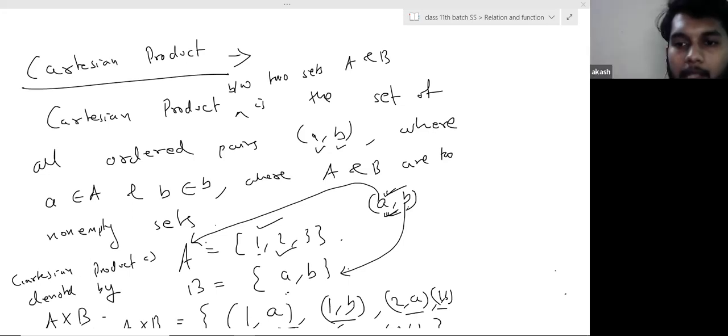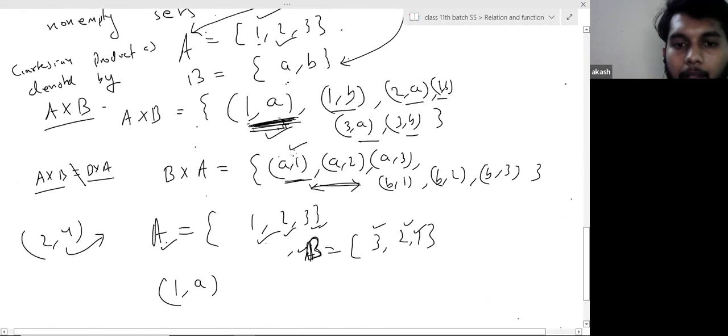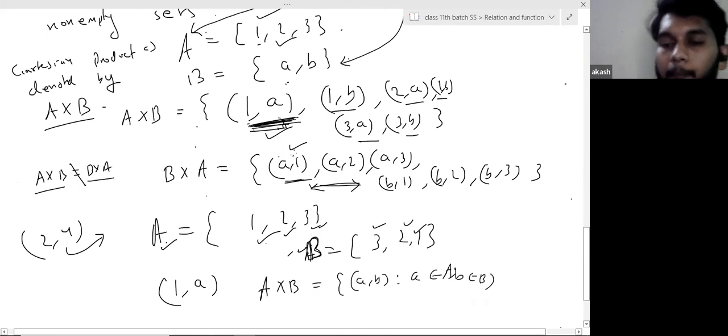All right, you can write this down mathematically as, in a good way, A cross B equals the set of all ordered pairs (a, b) such that a belongs to A and b belongs to B. This is the way to write in set builder form. A cross B is a set of all ordered pairs (a, b) such that a is from A, b is from B. All right.